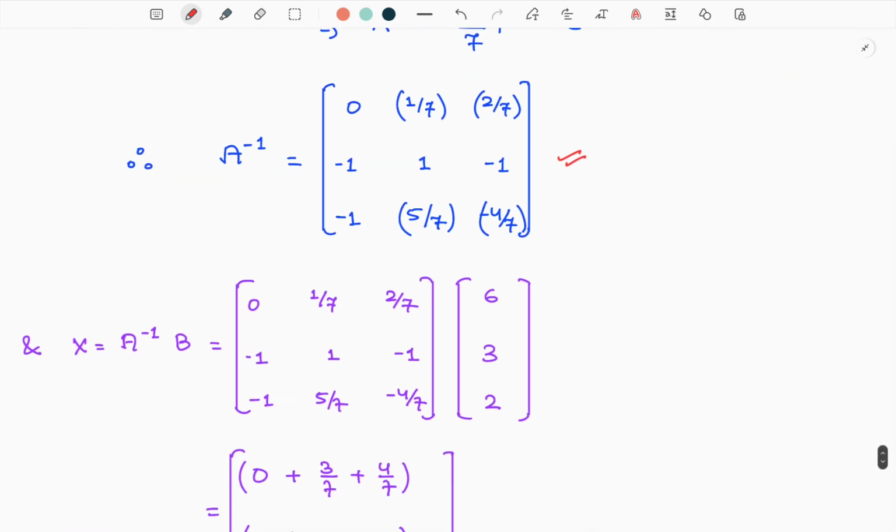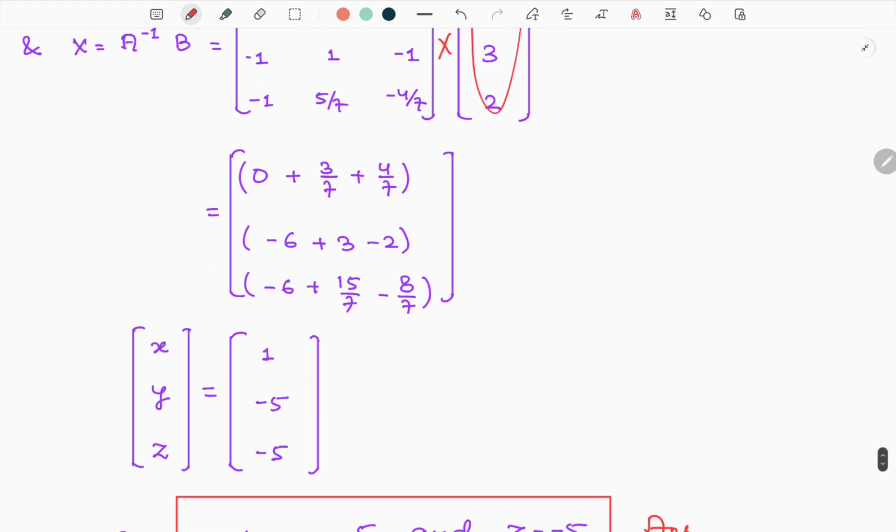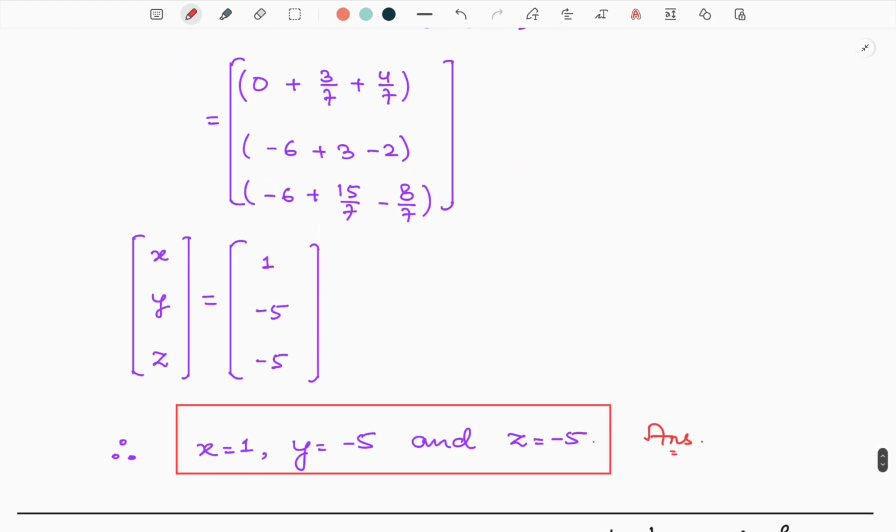So A inverse becomes this, and we multiply it with B. And B here we can see with the help of the equation, that is 6, 3, 2. And if you multiply this, you have to multiply the first row of this with the first column of this, then the second row with the first column, the third row with the first column, and solve it. You will get the value of x as 1, y as minus 5, and z as minus 5. You can also check by putting the values of x, y, z in all three equations. Although I think this answer is correct.